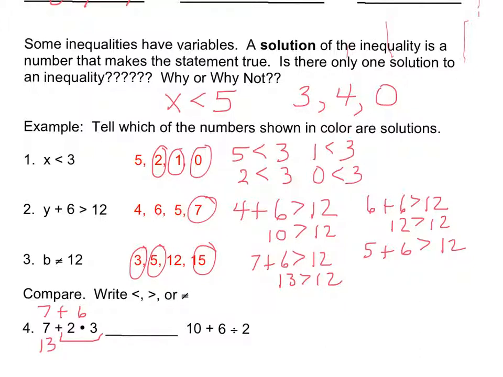And then the right side, I'm going to do 6 divided by 2 first. According to PEMDAS, multiplication and division comes before addition. So I would have 10 plus 3. And then 10 plus 3 is 13. Well, that's kind of a silly problem because none of those symbols fit. We would have to say equal to. That is inequalities.